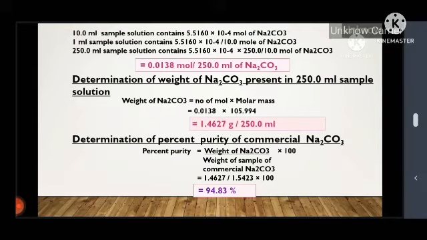Determination of weight of sodium carbonate present in 250 ml sample solution using the formula weight equals number of moles multiplied by molar mass, and we get the weight of sodium carbonate in 250 ml sample solution, that is 1.4627 gram. Now use the formula of percent purity, that is weight of sodium carbonate divided by weight of sample of commercial sodium carbonate, multiplied by 100, and we get the percentage, that is 94.83%.